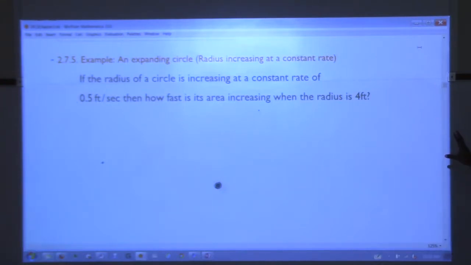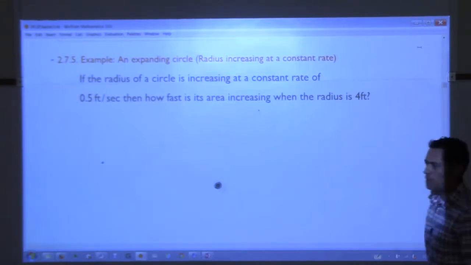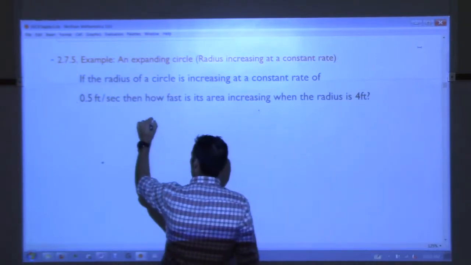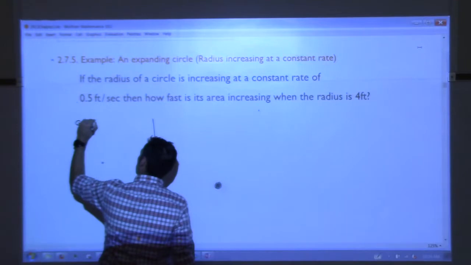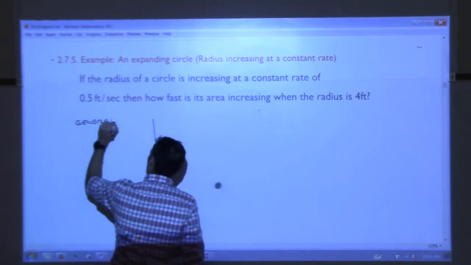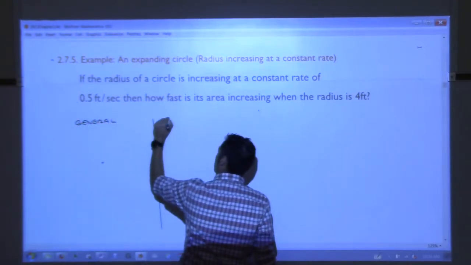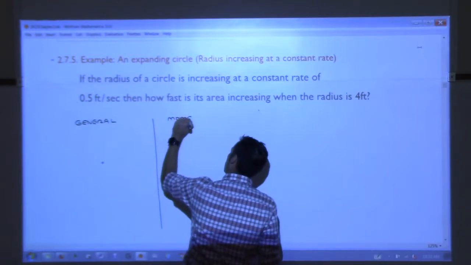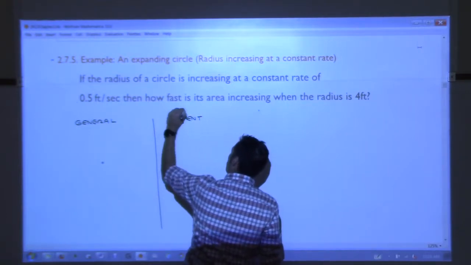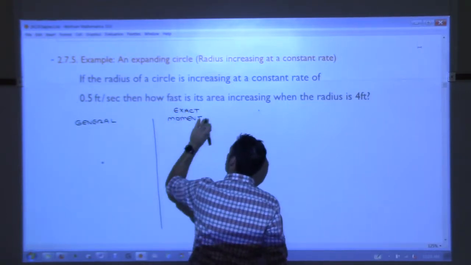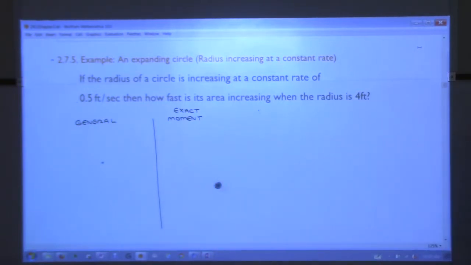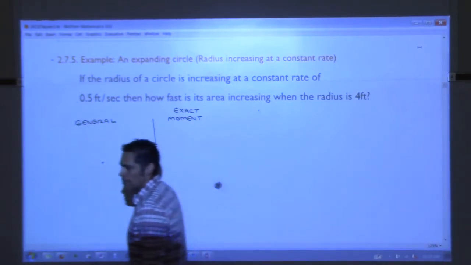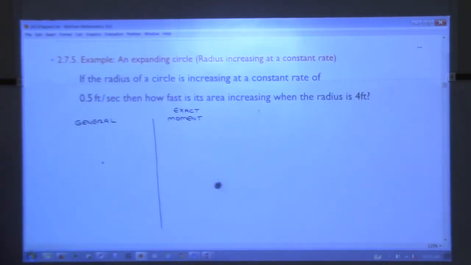Understand it? Okay, I'm going to draw 2 pictures to start this. I'm going to have what I like to refer to as my general picture, and the other one is going to be the moment, or the exact moment in time. And let me try and explain to you why you have to have 2 pictures, because this is important.